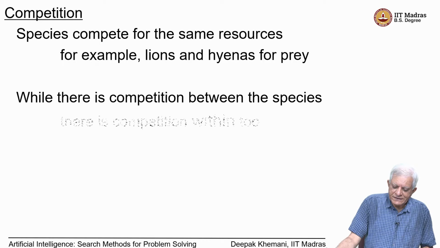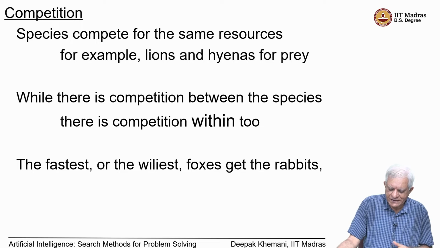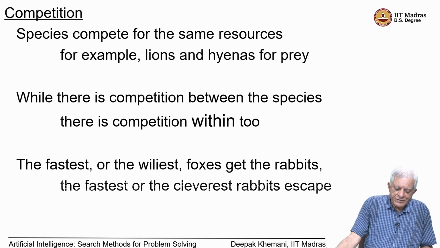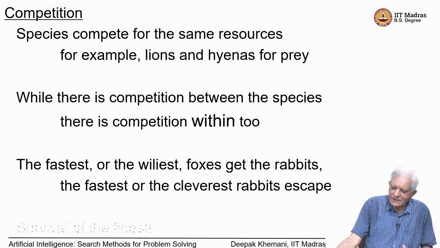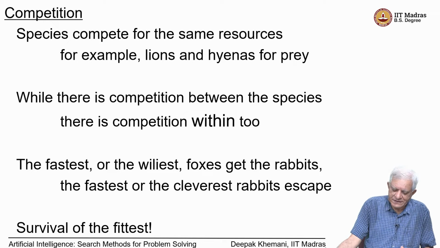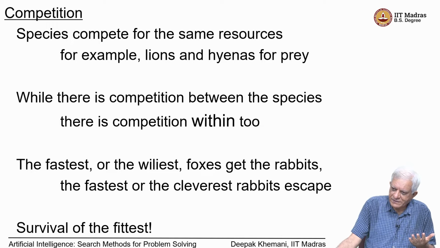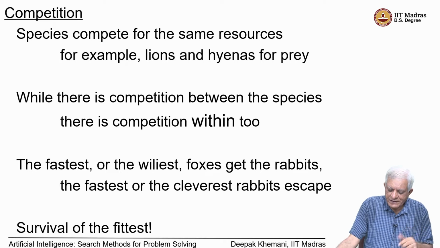But within the species also there is competition. It is not just between species, but within the species, and that is what is of real interest to us. Because the fastest or the wiliest foxes get the rabbits, let us assume foxes are hunting rabbits, and the fastest or the cleverest rabbits essentially escape. So, you can see that there is competition within the species, and that is where Darwin used the term survival of the fittest. The fastest foxes get to feed, the fastest lions get to feed, and so on and so forth. The others do not survive. Likewise, the fastest rabbits or deer manage to escape, and the others get eaten up essentially.